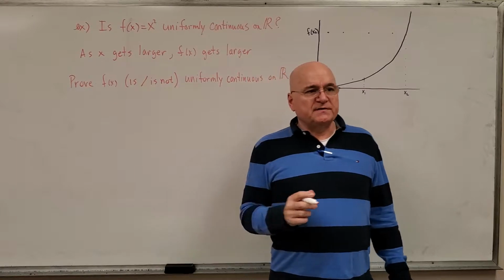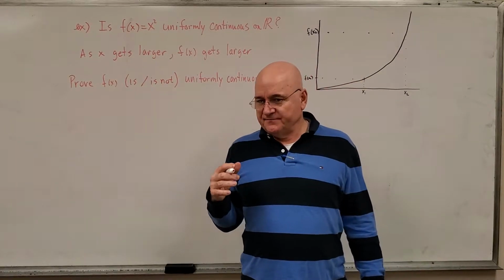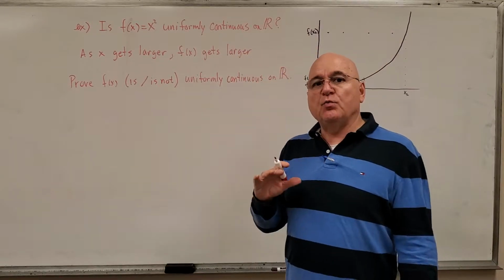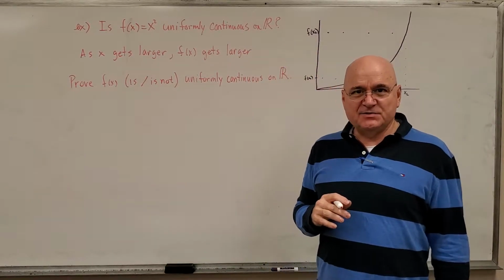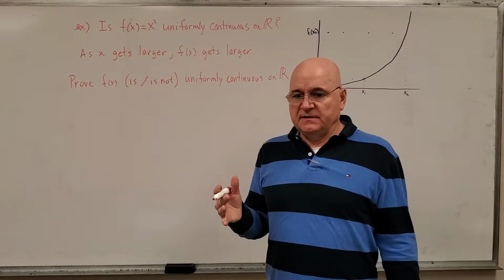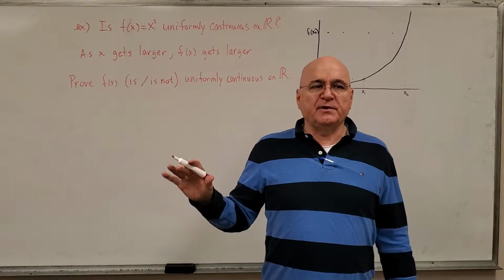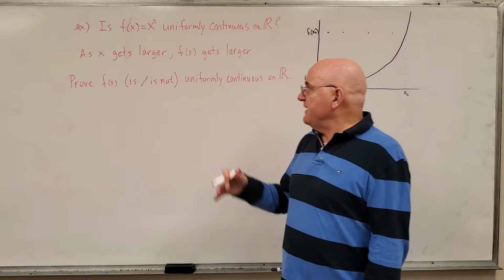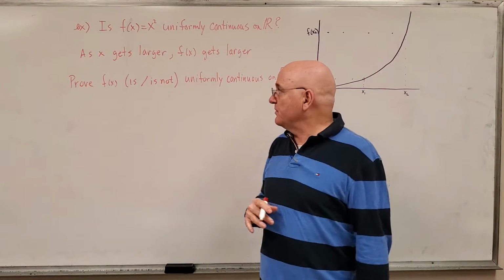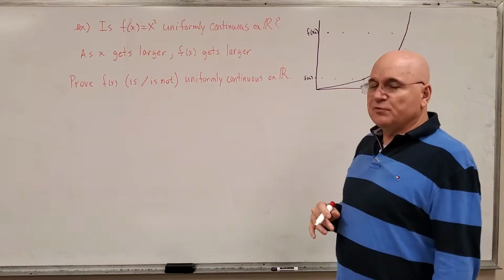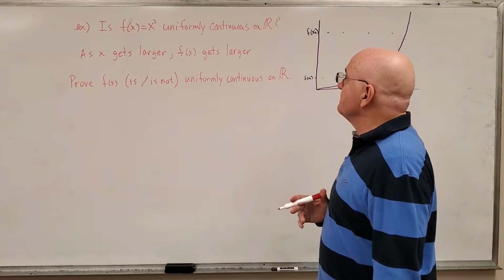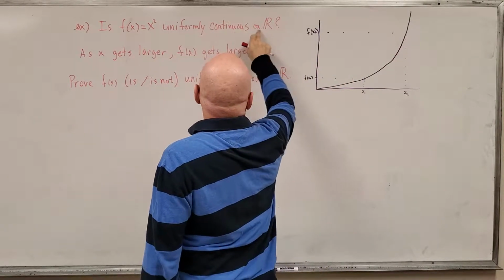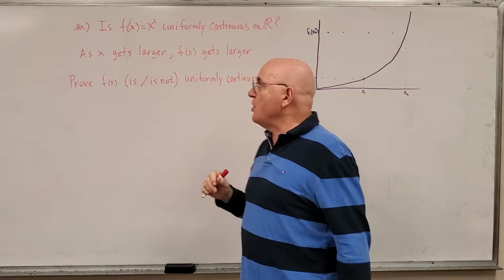On our next example, we're going to take a look at a function we've seen many, many times, f of x equals x squared. We'll prove whether or not it is uniformly continuous. And you might think that it is because it's a nice smooth polynomial, and polynomials are beautiful functions to work with in calculus. In fact, spoiler alert, we're going to prove that it's not uniformly continuous. So the question is, is f of x equals x squared uniformly continuous on its domain, which is all real numbers?